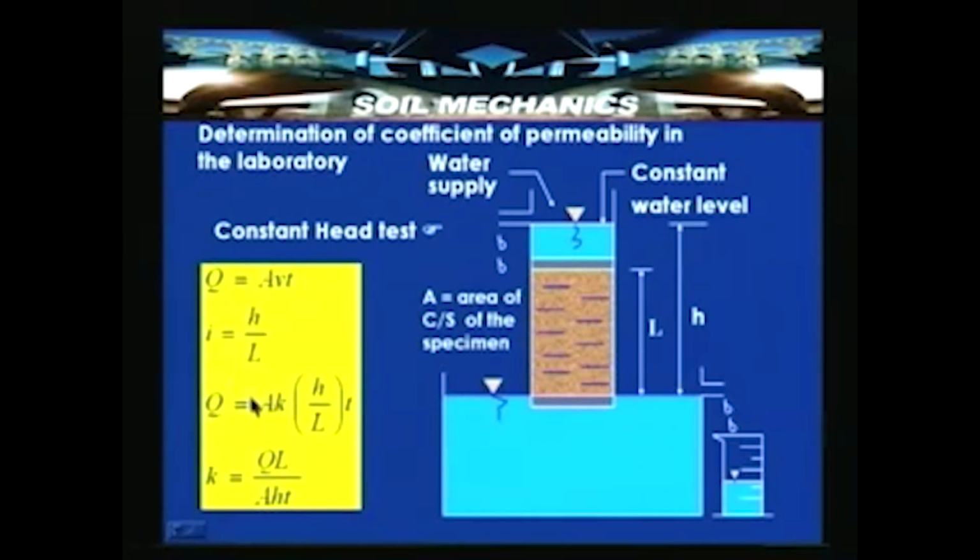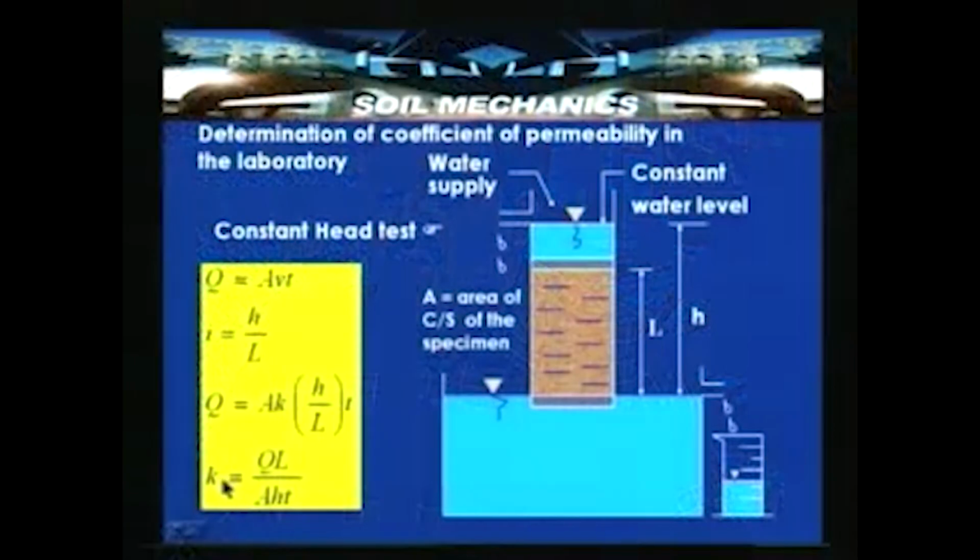So, Q is equal to A k H by L t, that is, V has been substituted by adopting Darcy's law. k is the coefficient of permeability, i is H by L, and time t. After rearranging, we can write k is equal to QL by AHt. By repeating the similar experiment 3 or 4 times, the average value of the coefficient of permeability k can be determined.